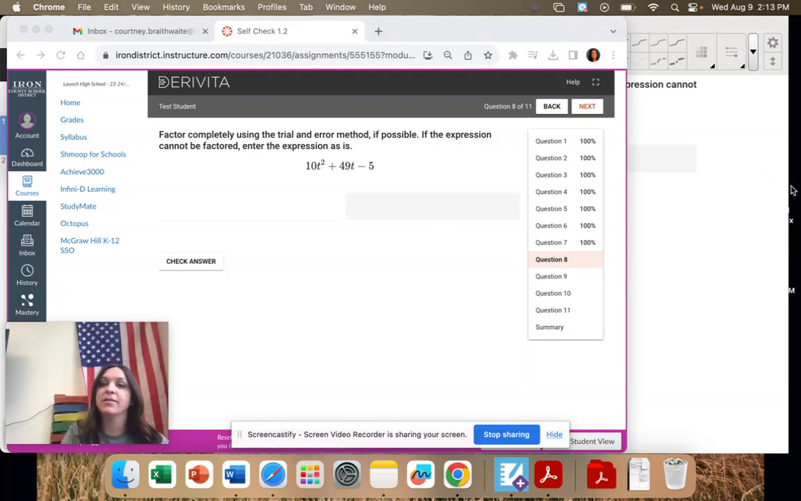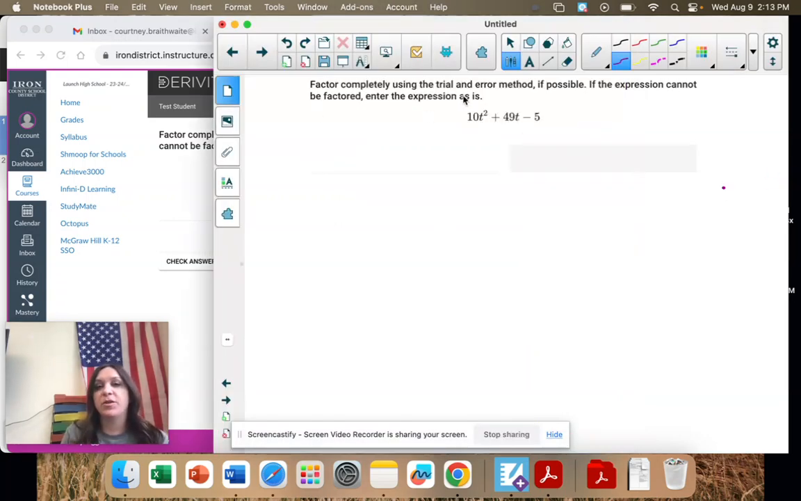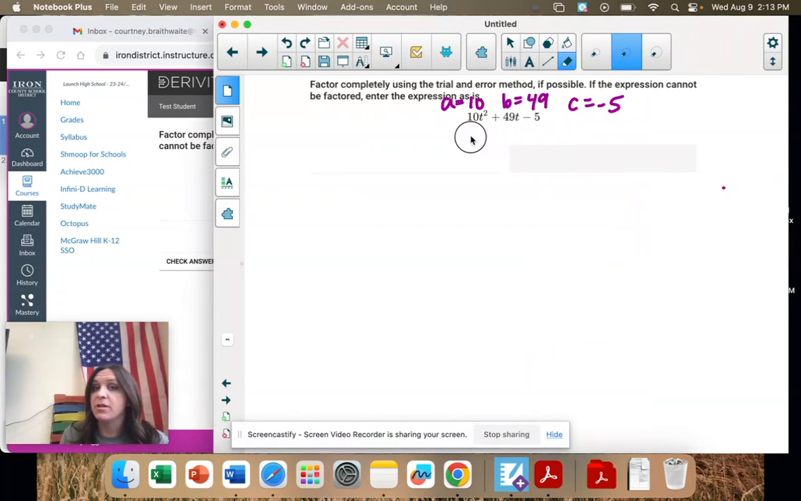Okay, number 8, we have a quadratic. A is the number by the t squared. A is 10, B is 49, and C is -5. Your first step is to see if all of these divide by something similar. That 49 kind of messes it up. The only thing that divides is 7, so it does not work.